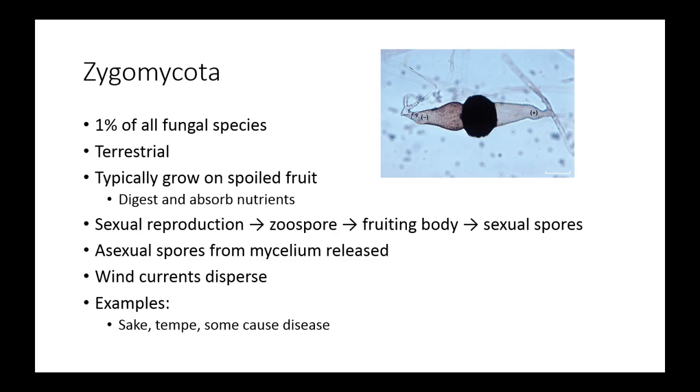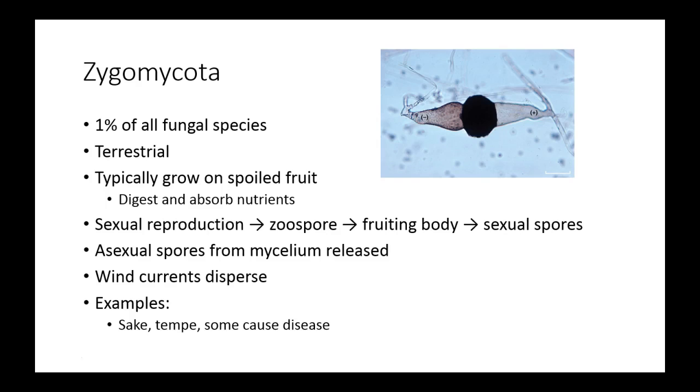When it comes to sexual reproduction, we have what we call the zoospore. That then develops into a fruiting body, and that forms sexual spores. There also can be asexual spores, and those are released from the mycelium. Most organisms make both types of spores, and it depends on their chromosome or DNA content as to whether they are sexual spores or asexual spores. Again, the wind can disperse these, just like we've seen with some others.